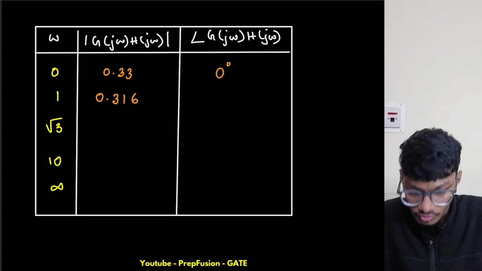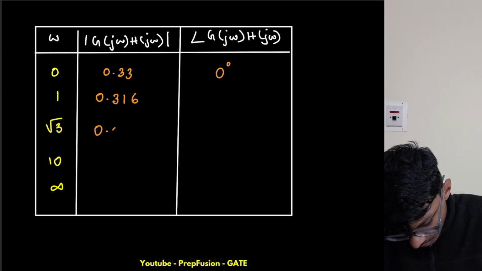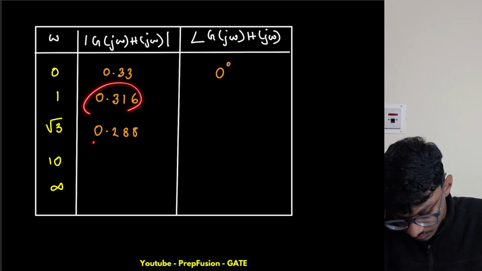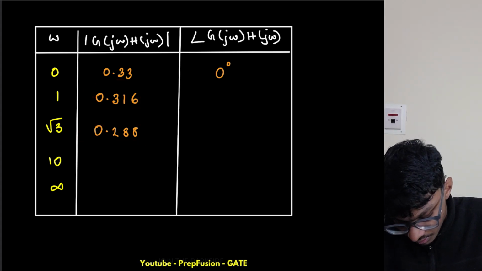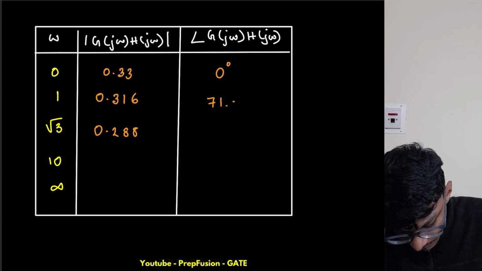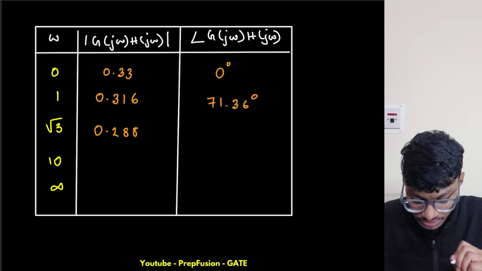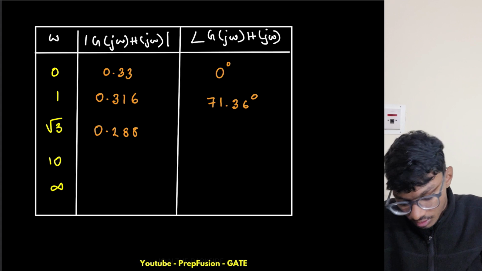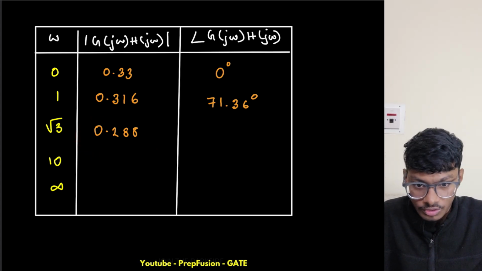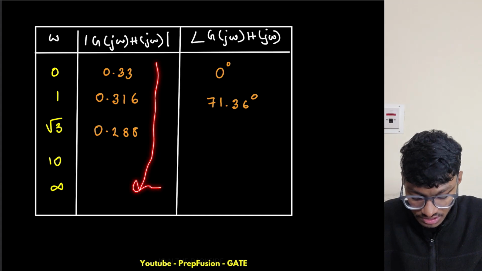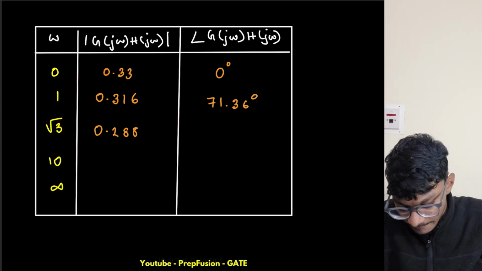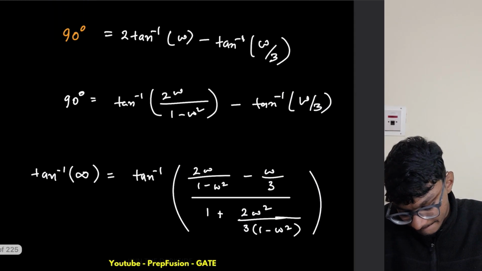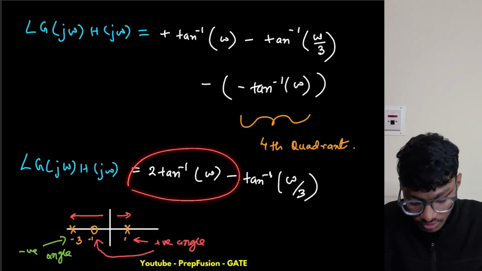So the magnitude, I've already written it down, is 2.88, right? The magnitude is not that important. Sorry, not this one, I'm talking about this one. So it is around 71.36 degrees. I've already written down the plots, just to show you right in front of you. Now what is the magnitude at under root 3? It is something around 0.288. Obviously magnitude will always keep on reducing, not that important, but it will be interesting. At under root 3, if you find the angle, you will get 90 degrees. How? If you put under root 3 here, what is tan inverse under root 3?